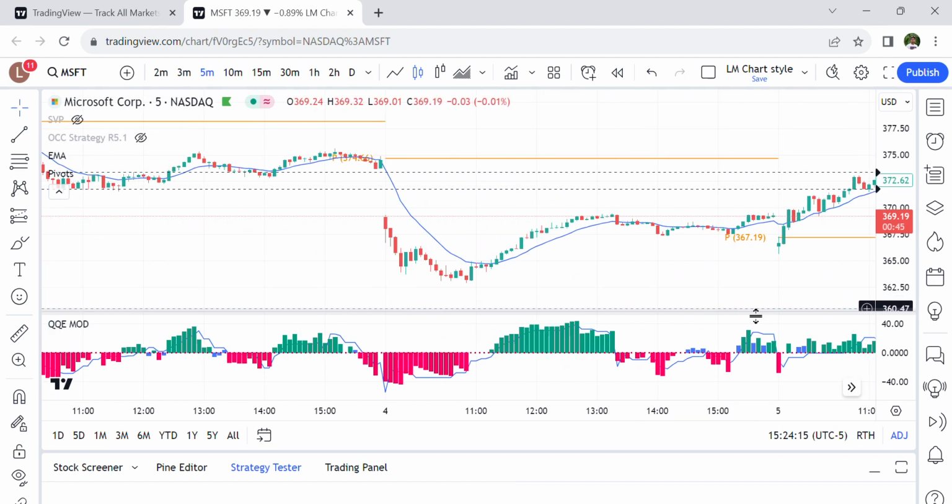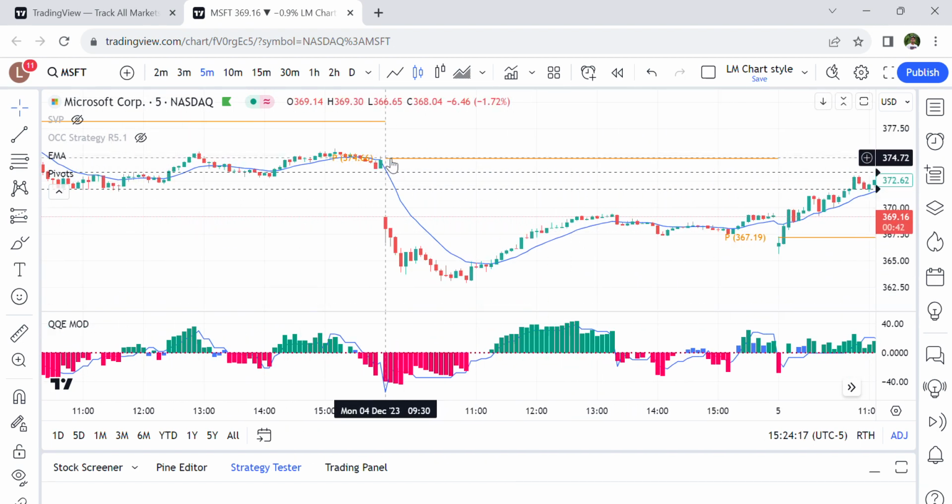Let's see one more example here. On the 4th of December, that was on Monday, my first candle itself was quite below and it was making lower lows. If you see, the candles were below, and all 3 conditions were met. It's below the pivot point, it's below the 13 EMA, so you can enter your trade here.